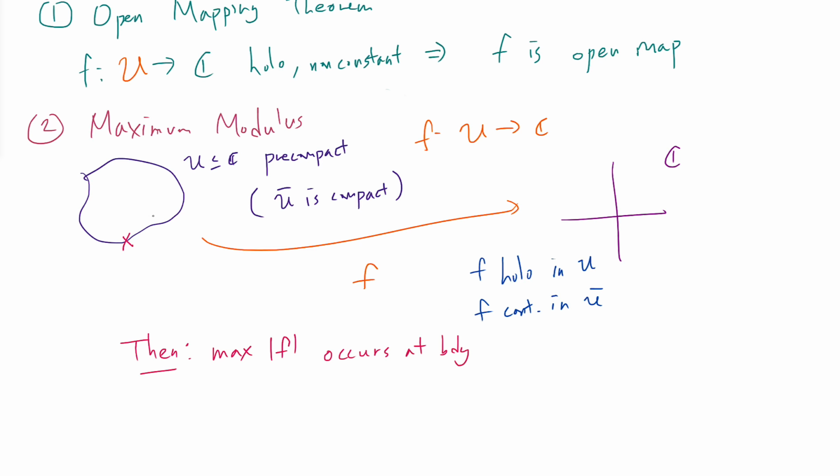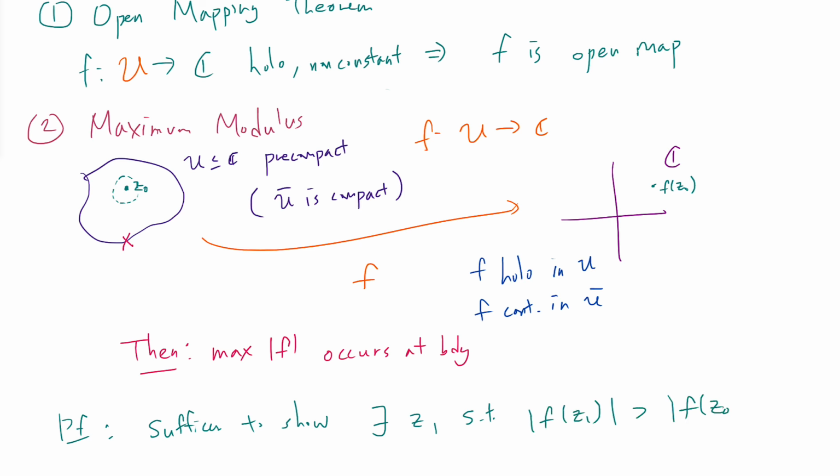And the proof is rather fast from the open mapping theorem. Say I have a point here. Just pick any point that's not in the boundary. So you have some open set around it. Let's call this c0, and you're going to map to some f of c0. I claim, the only thing we have to show is, it suffices to show there exists some c1 such that the absolute value of f of c1 is greater than the absolute value of f of c0, right? So I just picked an arbitrary point that's not in the boundary, and now I'm going to show there exists some c1 where the absolute value of f at that point is actually larger than f of c0. So that will finish the proof.